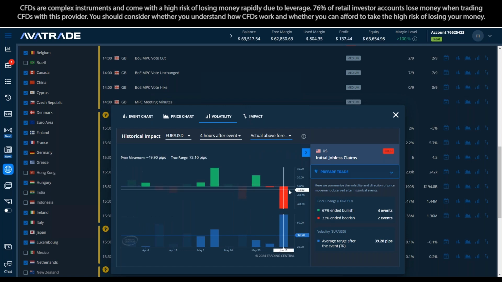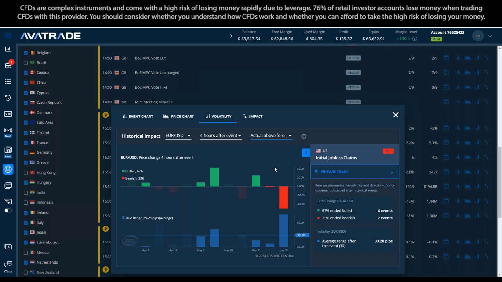Okay, and only one went down significantly. Really, this one stayed flat. So it's like 4 went up, 1 didn't go up or down, and only 1 dropped. So you can see a clear statistical advantage to buy here if the data comes in above forecast.